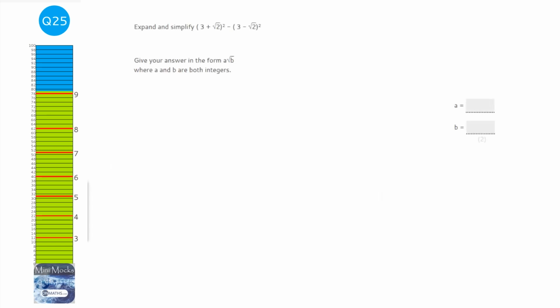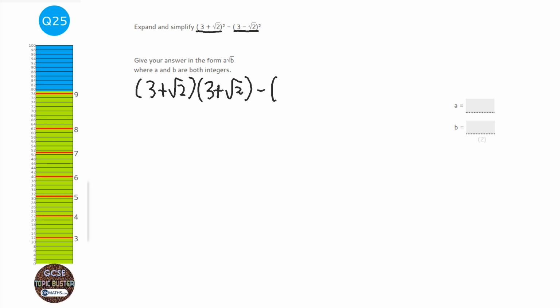Okay, so the first thing to do in this question is notice that we've got a bracket squared and another bracket squared. So the first thing to do is you need to write those brackets twice. If you don't do that, you end up squaring the 3 and squaring the root 2 and then thinking that you're going to get the right answer. Unfortunately, you can't get the right answer with just squaring the two of them because they are quadratics. So I'm going to write them out as two brackets because anything squared is itself times itself.